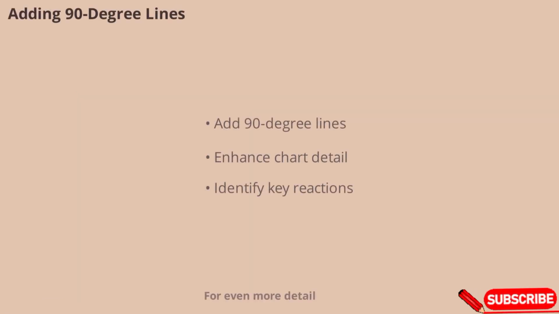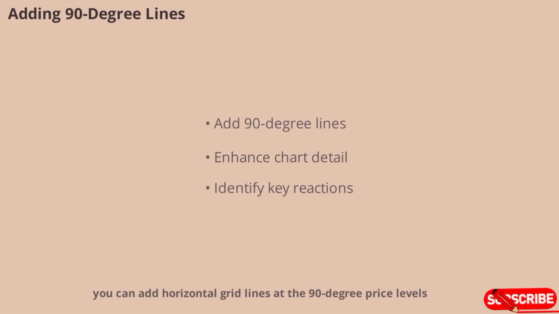For even more detail, you can add horizontal grid lines at the 90-degree price levels. These are calculated using a factor of 0.5 and its multiples, or simply by splitting the difference between the 180-degree lines. The 90-degree angle and its multiples, 180, 270, 360, are especially important in the stock market, as many swings and pullbacks stop at these angles. Including these lines enhances the accuracy of your roadmap chart.